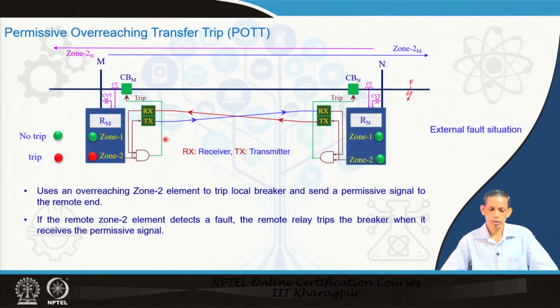So, that is the perspective of what we see from this one. The decision is more secure in terms of the external fault perspective, but for an internal fault, as you have seen in the earlier slide, this will go for faster tripping.